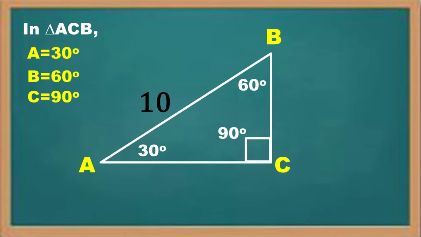In this case it is 10. To find the length of the shorter leg, divide the hypotenuse by 2. Therefore, the length of the shorter leg is 5. And the length of the longer leg is 5 times the square root of 3.